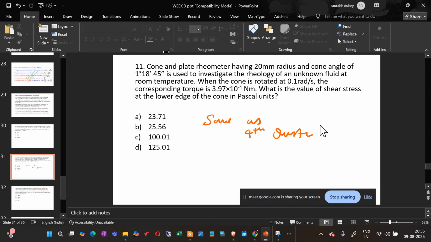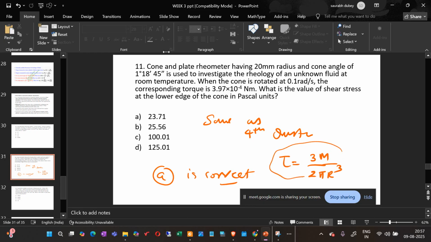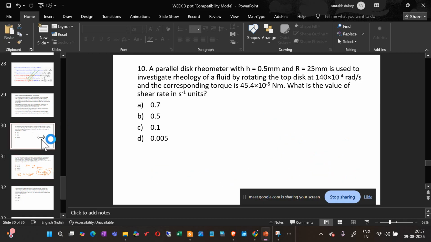I will be telling you the answer. You will get A as an answer. A is correct. You just solve it. You should use this tau equals to what? 3M by 2 pi r cube, right? And this is similar to the fourth question that we solved. I just kept it for you to revisit whatever concepts we have already gone through, right?